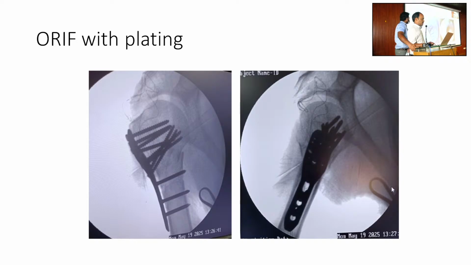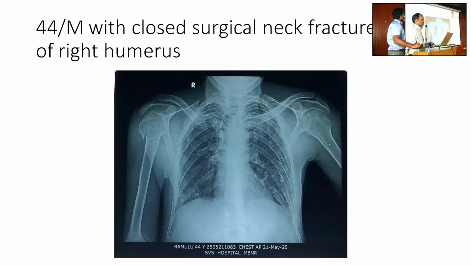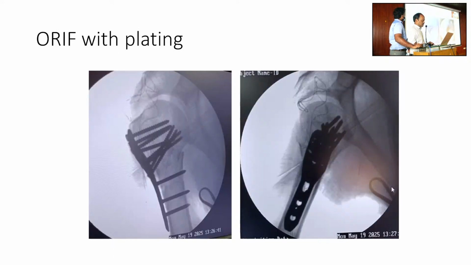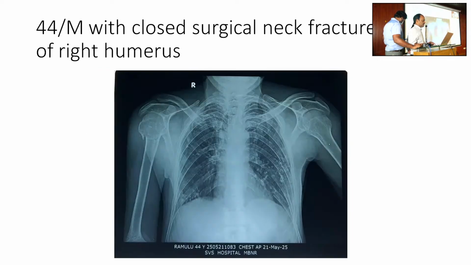What is the age? 44 years. We have done plating. All neck fractures, plating only. The other method to fix it: show the first X-ray. Or can you treat with K-wires from above? It is very well impacted. It is an impacted abduction fracture.